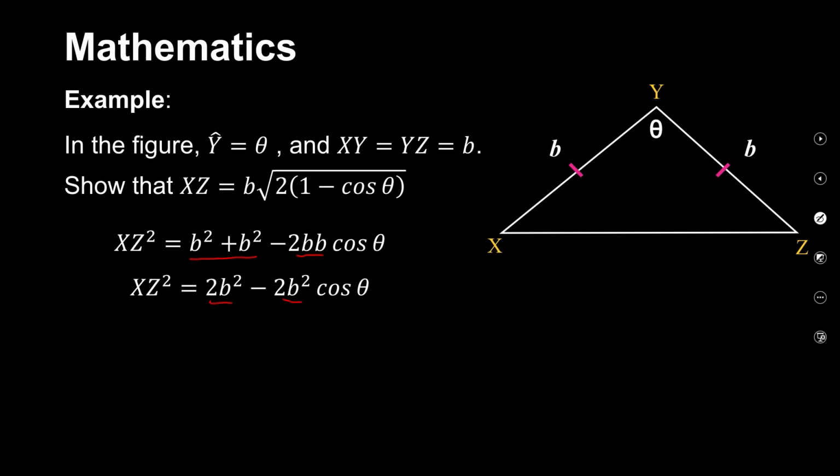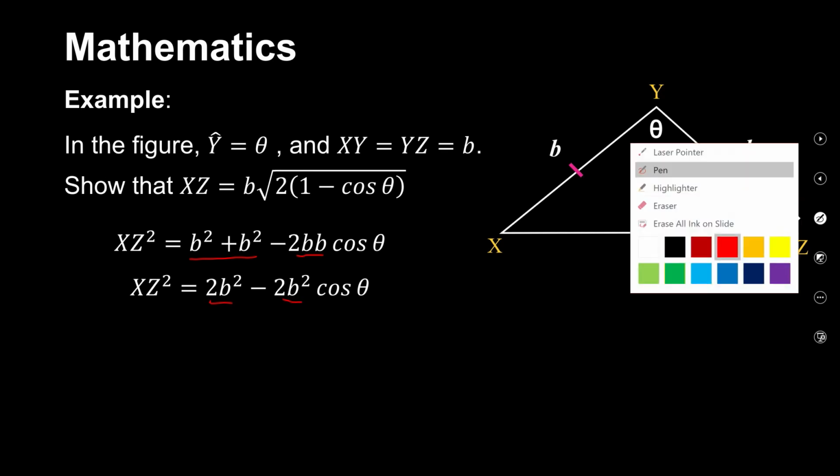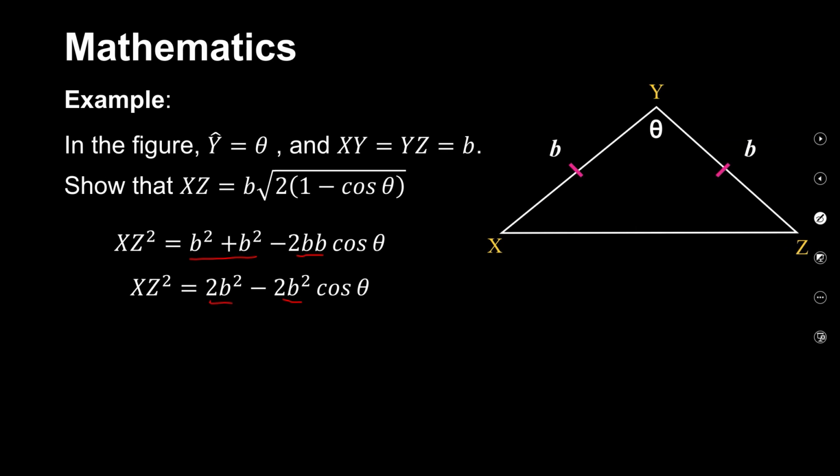And now you'll notice it's quite obvious to see there's going to be a common factor. We've got a 2b squared here, and we've got a 2b squared here, so we're going to factor out the 2b squared. So what will we be left with here? From the first term, we're going to be left with 1 minus, and from the second term, we've taken out the 2b squared, we're just going to be left with cos of theta.